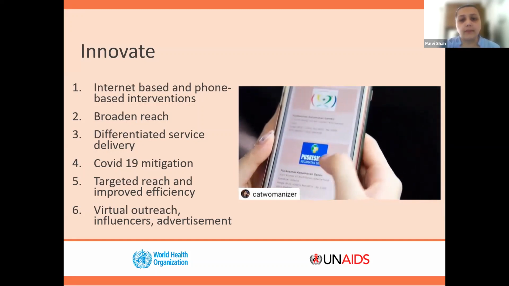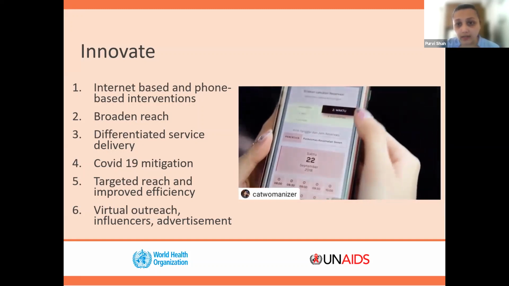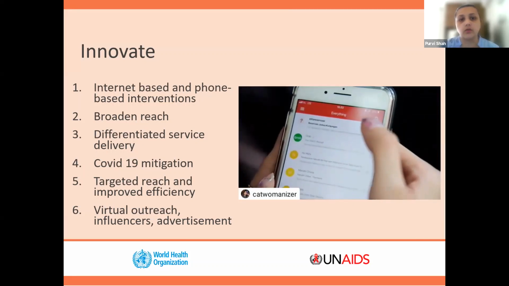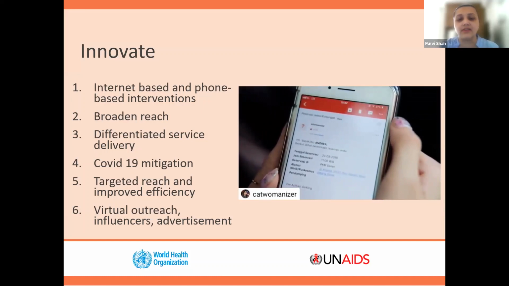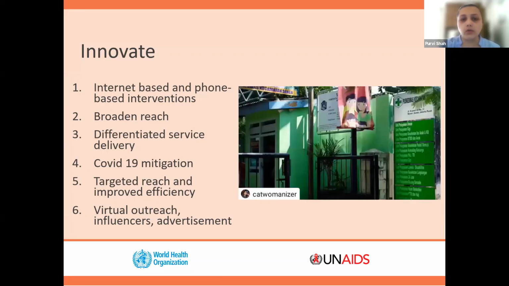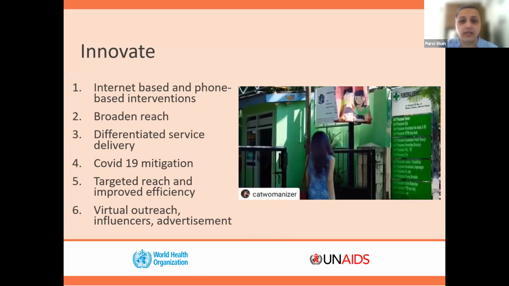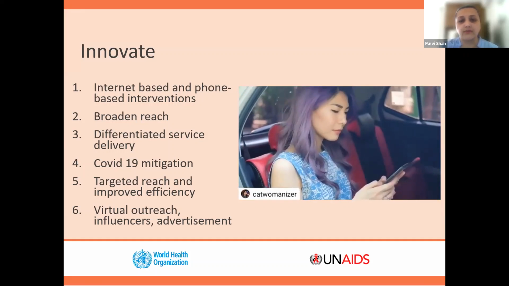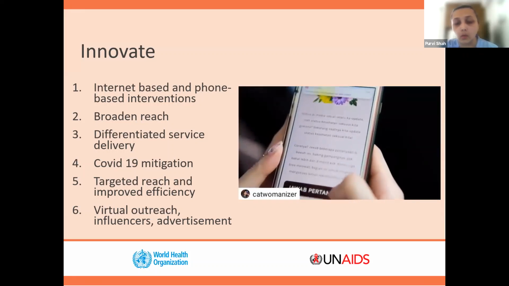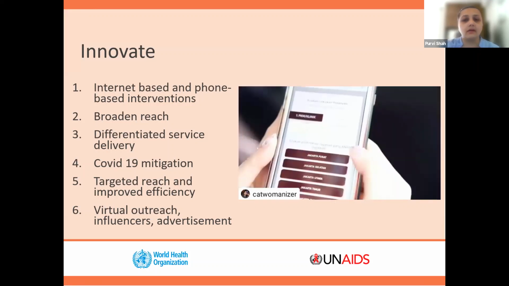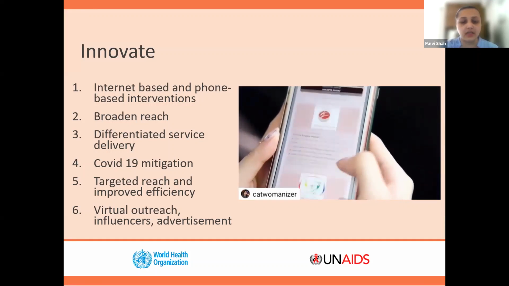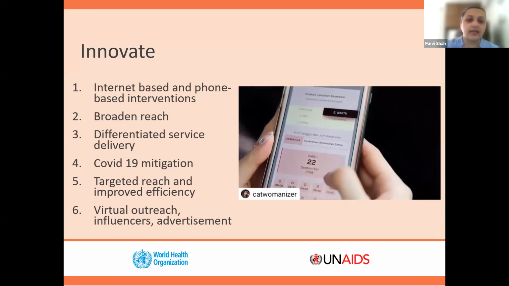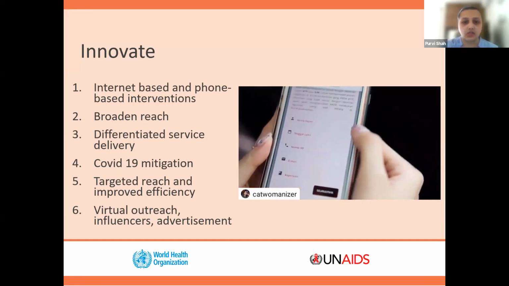There are different approaches that can be used to innovate with key populations. It could be virtual outreach, it could be influencers, and it could be advertisements as well. The video that you see on the screen right now is of an influencer who developed a very simple video of herself booking an appointment on a virtual platform, and then easily landing up at a facility to get tested without any compromise on confidentiality, or any fear of stigma and discrimination. Next slide.